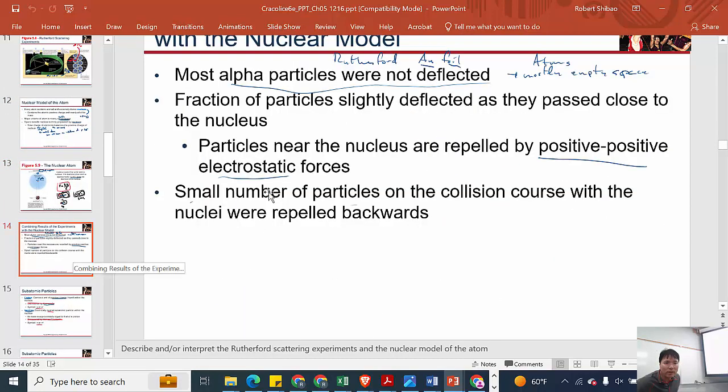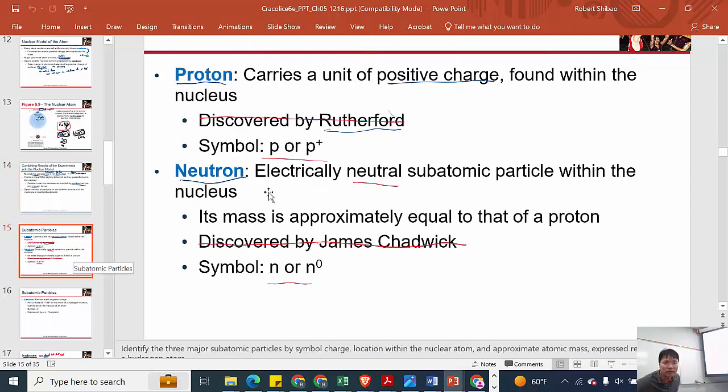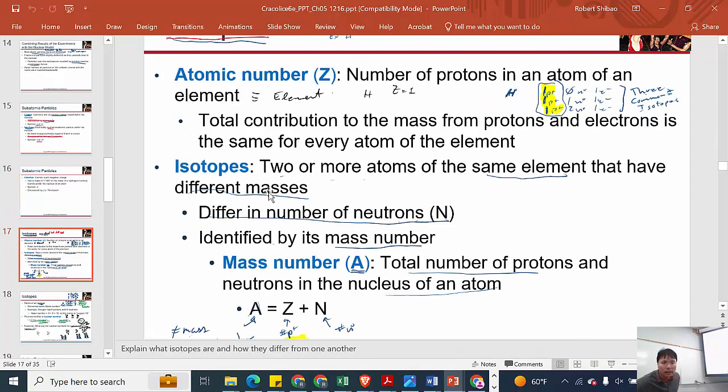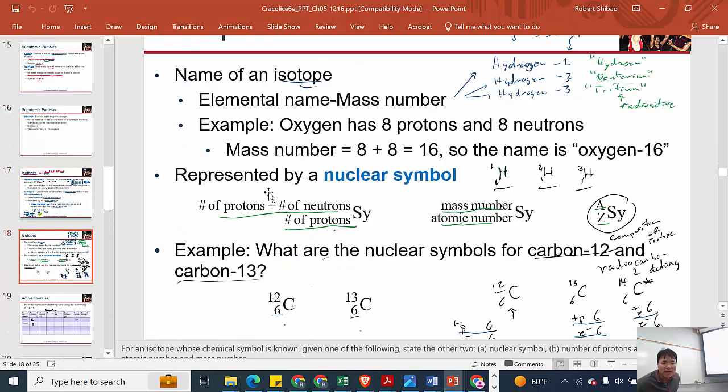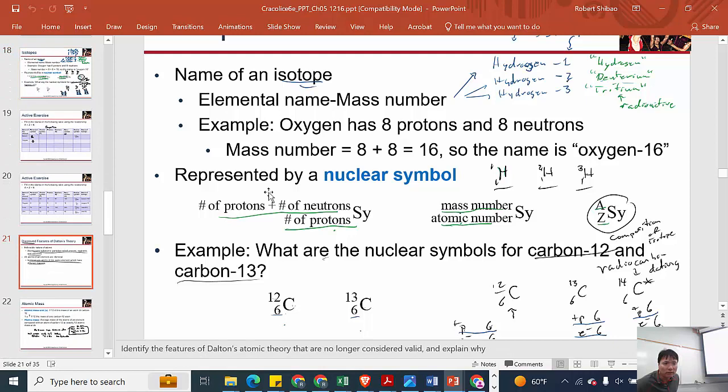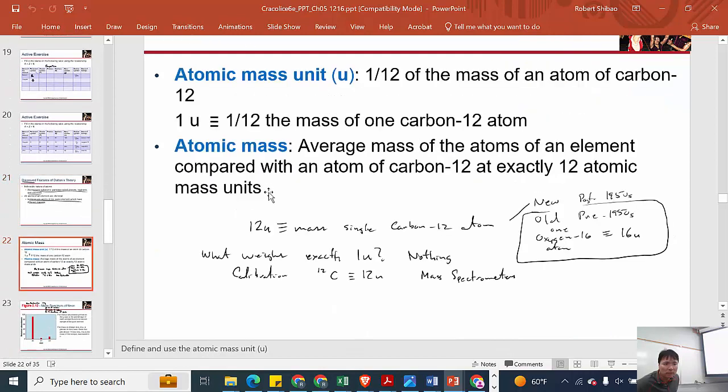There isn't anything that weighs exactly 1 AMU, but there is something that weighs exactly 12 AMU. And that thing that weighs exactly 12 AMU is carbon 12. So let's do that here. 1 AMU is 1/12 the mass of a carbon 12.